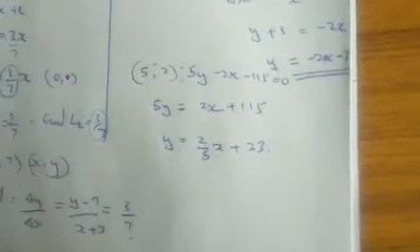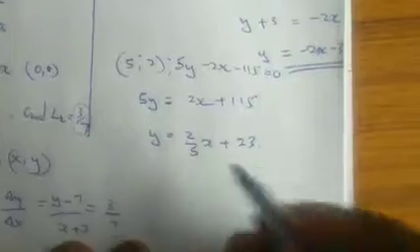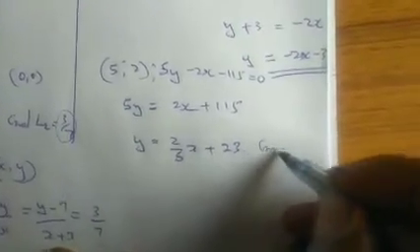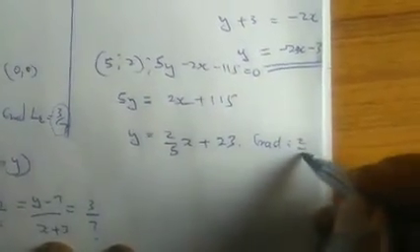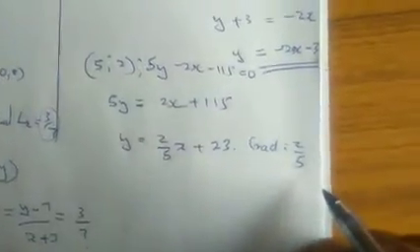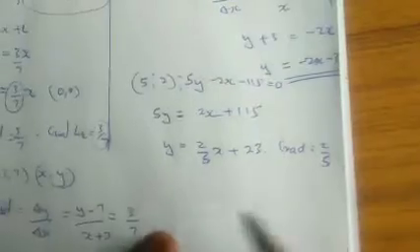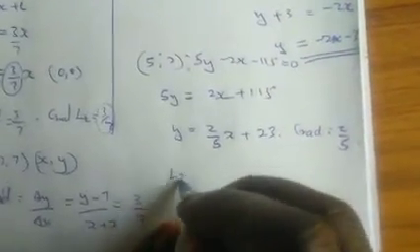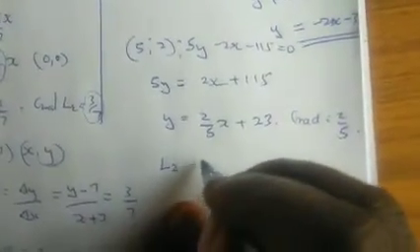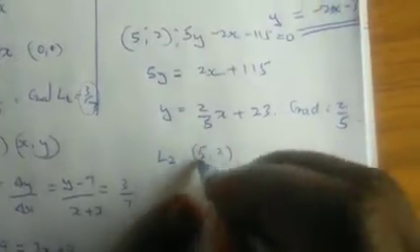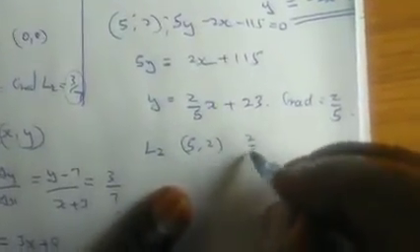So what is the gradient of this line? The gradient of this line is 2/5. Therefore, the gradient of the line which is passing through the point (5, 2) is also 2/5. So line L2 is passing through (5, 2) and its gradient is 2/5.